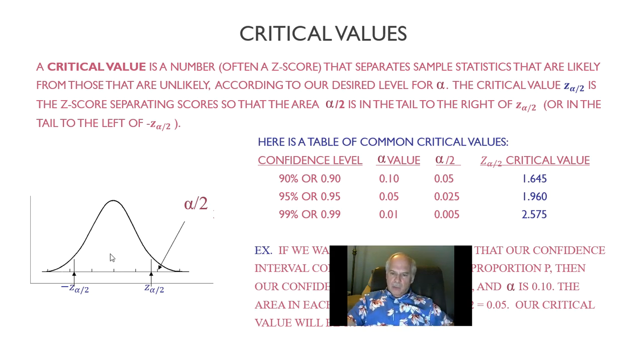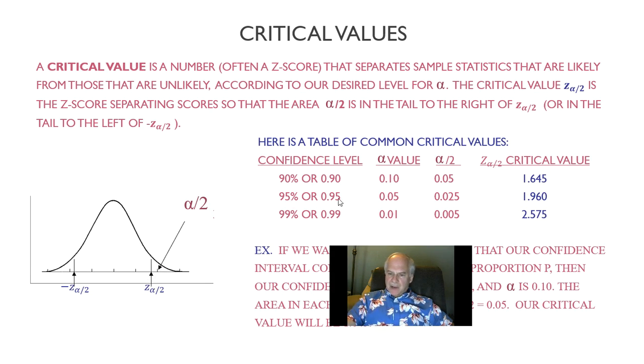90% of the time it will be between here, the two critical values, and then 10% it'll be outside that, and 5% will be above, and 5% will be below. So you just take alpha and divide it by 2 to get the upper tail or the bottom tail. Now, the critical value of 1.645 is the z-score that cuts off that top 5%.